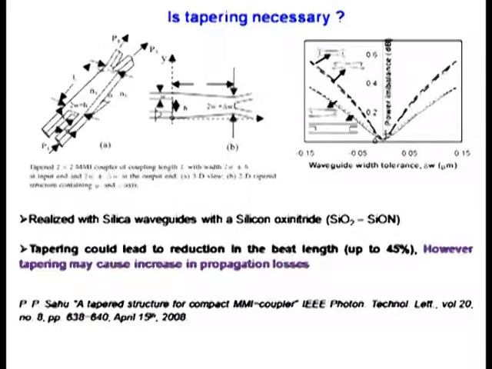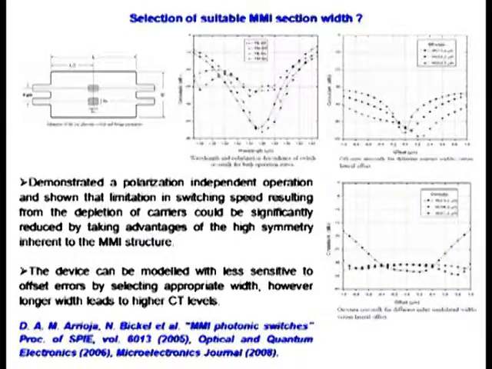and he has realized this structure with silica waveguides using silicon oxynitrides. However, he has come up with the conclusion that tapering could lead to a reduction in beat length, which is a good thing. But the problem is tapering may cause an increase in propagation losses, and this was published in the IEEE Photonics Technology Letters. So more work was done with the MMI structures, like what kind of coupling region we can choose, what could be the coupling length, what could be the coupling width, what could be the width of the input and output arms.